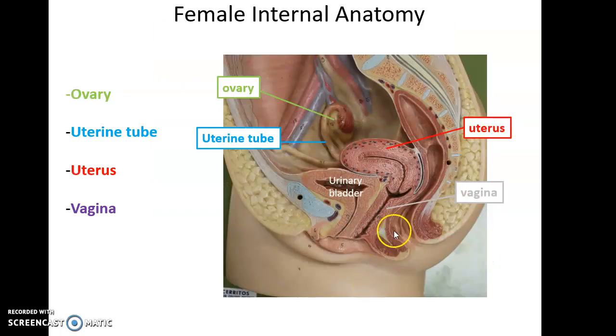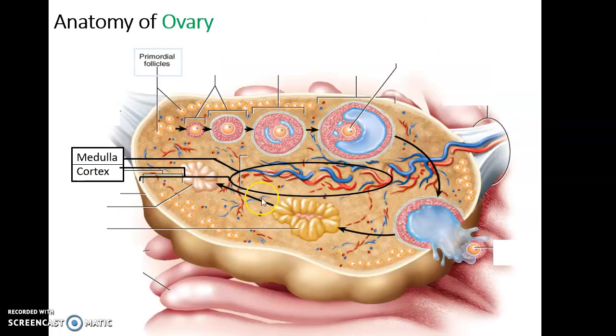All right, so ovary. Ovary makes the egg cells or oocytes. The uterine tube carries them to the uterus. And then, of course, we have the vagina. Here is a cross-section of an ovary. We can see that it has an inner area called the medulla, an outer area called the cortex. In it are lots and lots of primordial follicles, each follicle holding one egg cell or oocyte. These are produced when the female is a fetus.